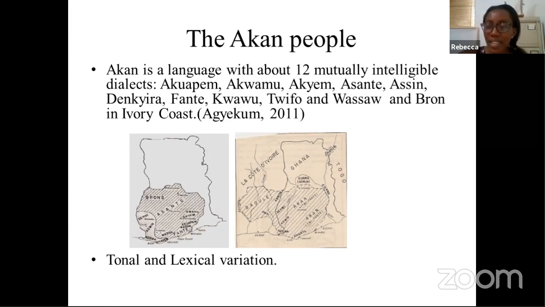Now, Akan, as I said, is mutually intelligible, meaning that where one person speaks a dialect of Akan, the other is supposed to be able to understand. The only difference is going to be some tonal and lexical variations. When I say tonal, it means that there are changes in how some people pronounce certain words, but you all understand what it means. And lexical variation means that a certain word can be said in a different way by another dialect, but we all understand what it means. So we are going to look at Twi, that is a dialect of Akan.